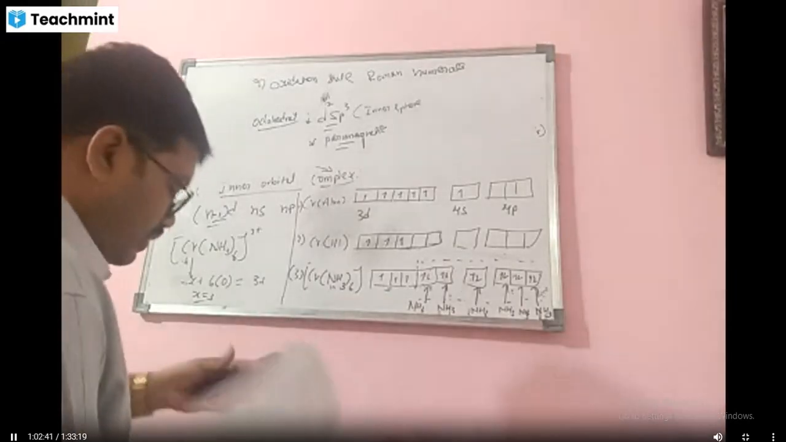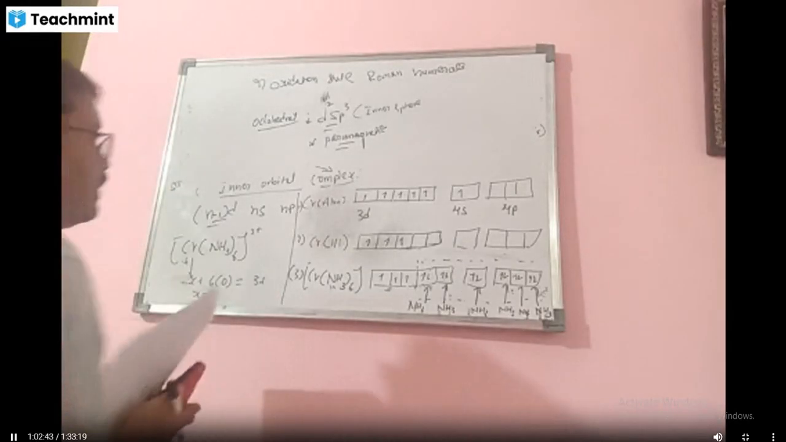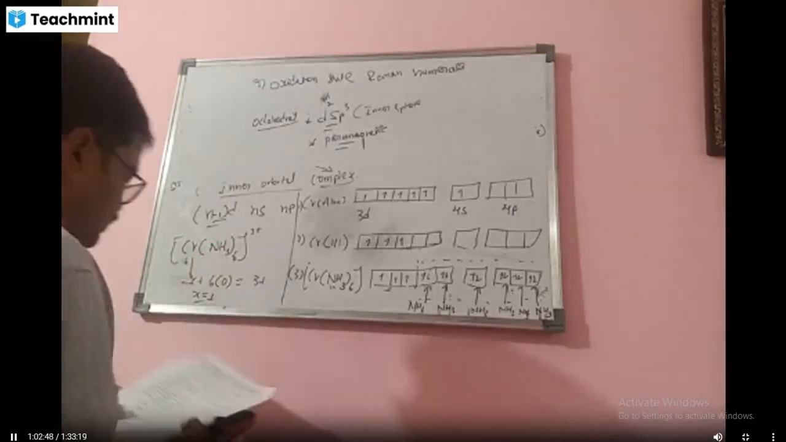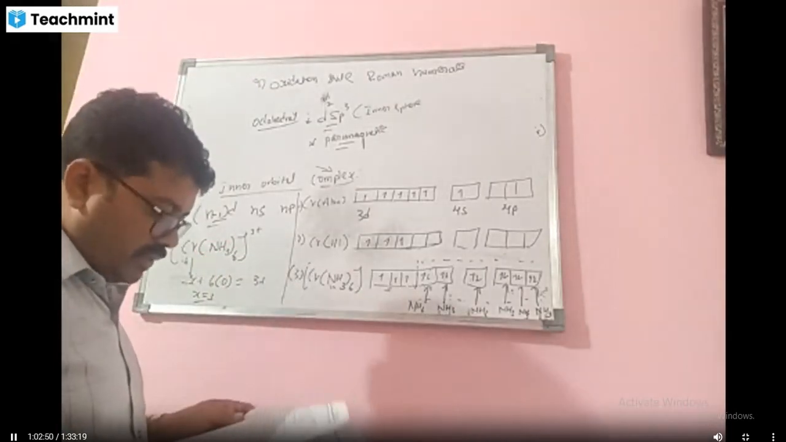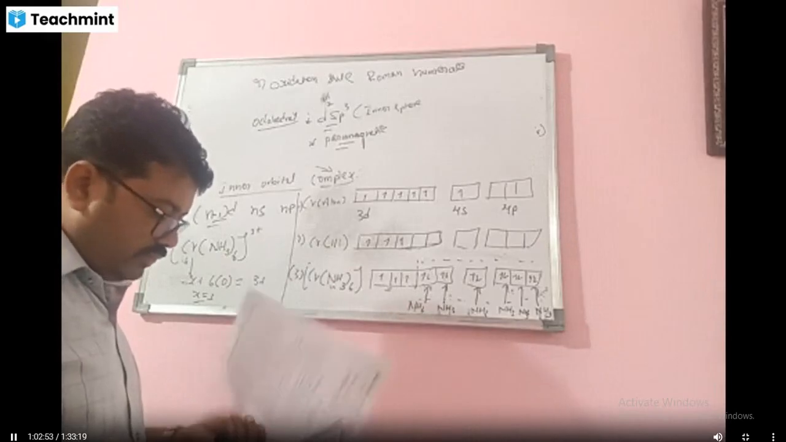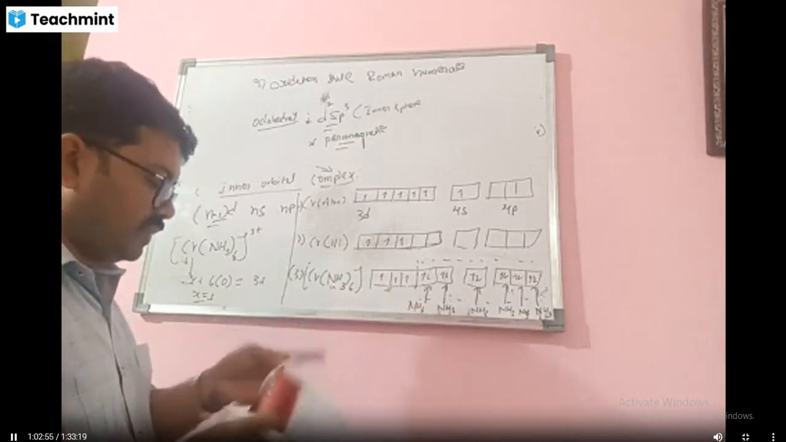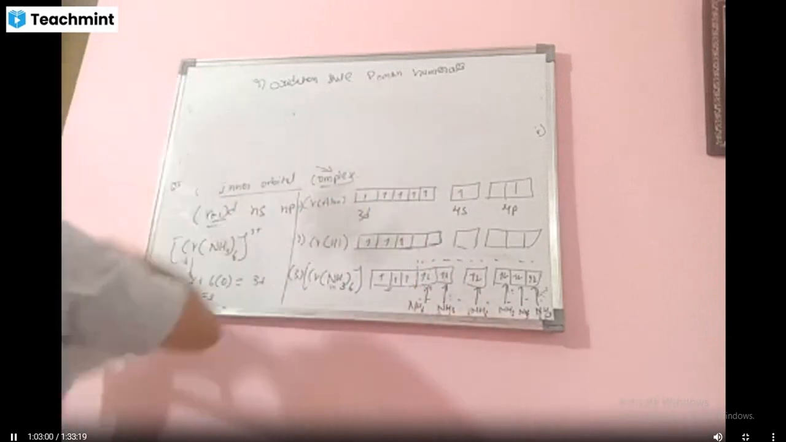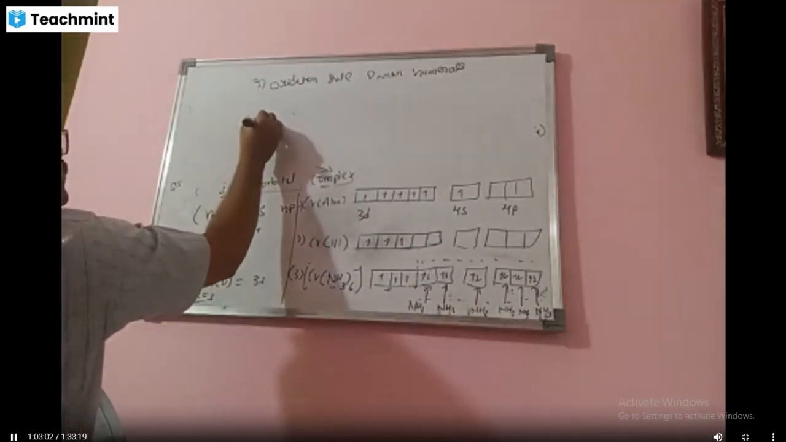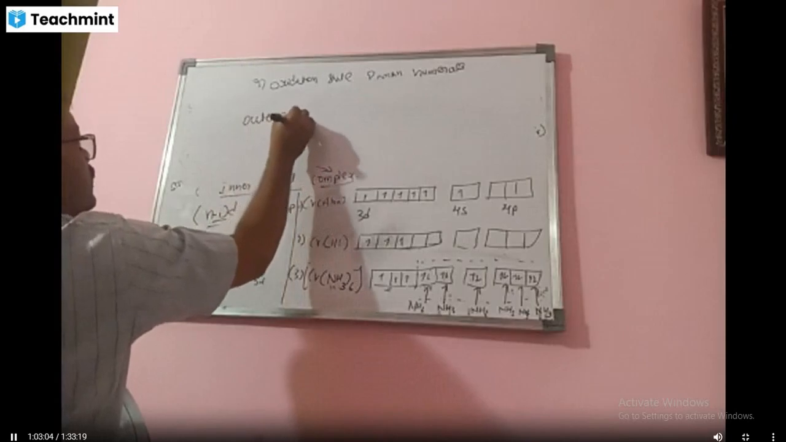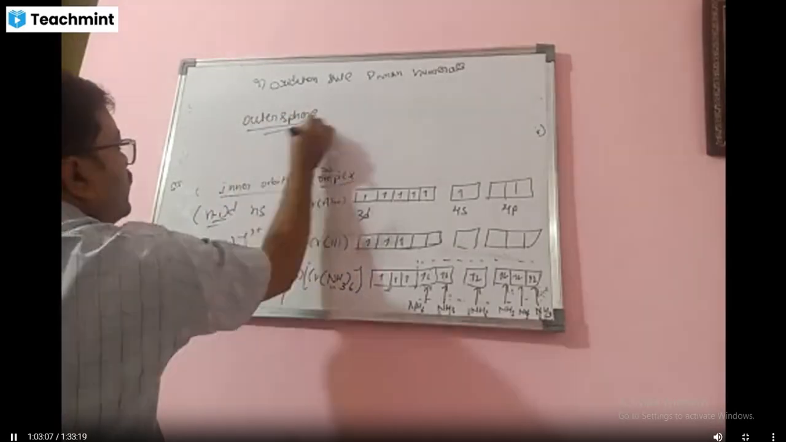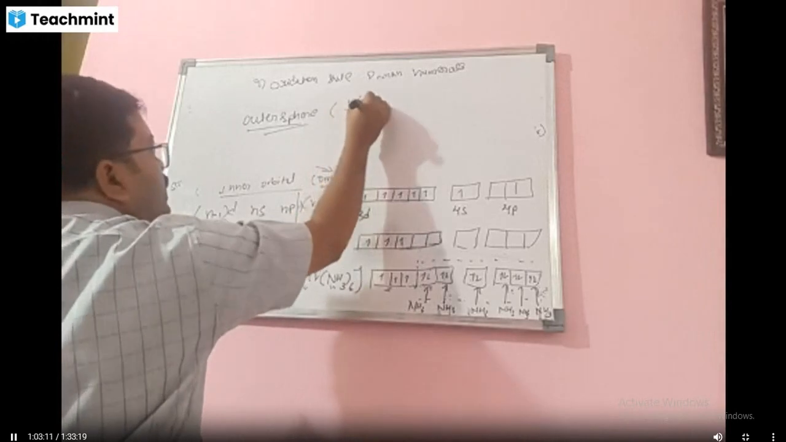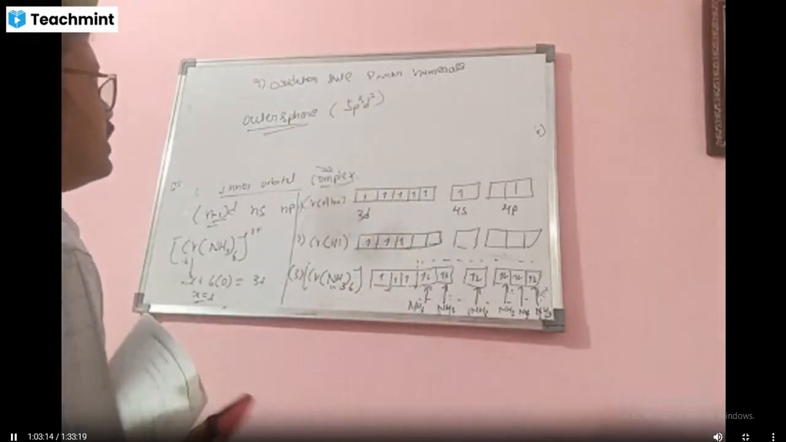Now I'll take one more example. That was the inner sphere; next is the outer sphere, which is sp3d2. Why is it sp3d2?